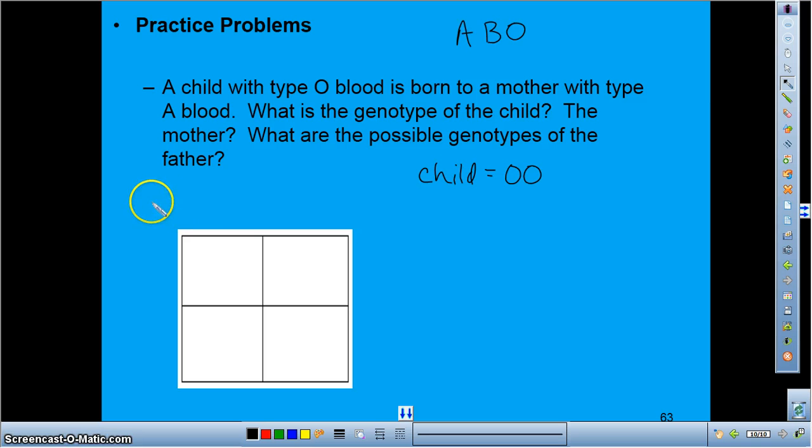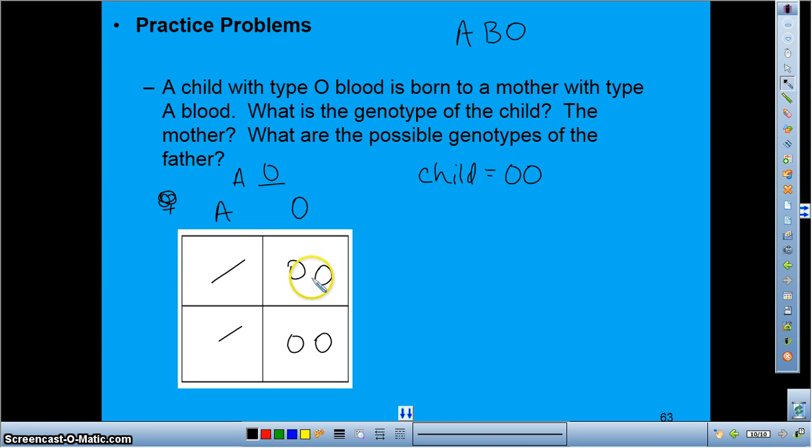Well, you know that if we put mom here, if mom is type A blood, in order to give her child an O, she has to be type AO, not AA. So this is what has to happen. So the child doesn't get an A, so I'm just going to put a mark in those 2 boxes. But we know the child is type O. We also know that the child gets an O from the dad.